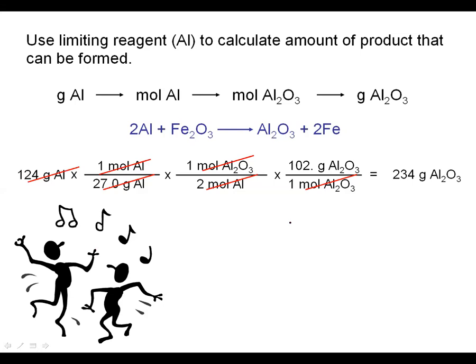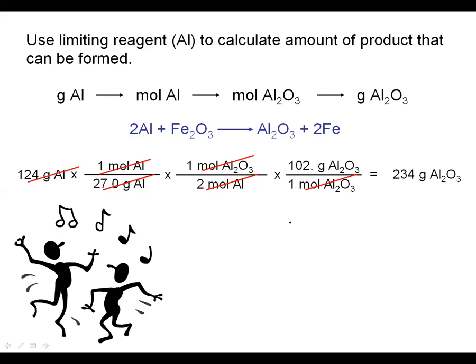Now, this again is another approach to doing limiting reagents, where you choose one of your reactants, you do a stoichiometry problem to figure out if you have enough to use up the other reactant, and determine which one's the limiting reagent, and then just do a stoichiometry problem, obviously using the limiting reagent.